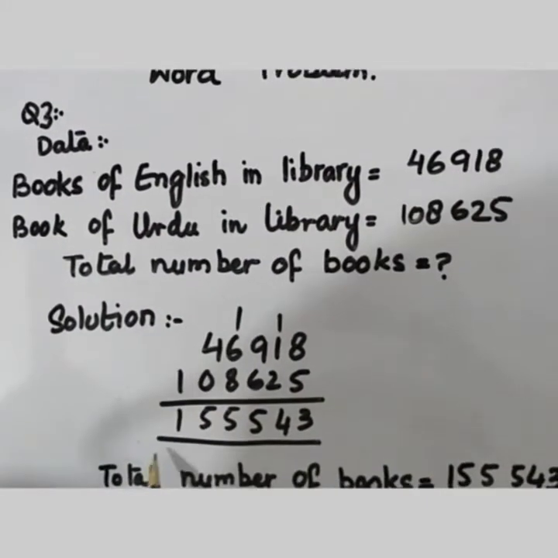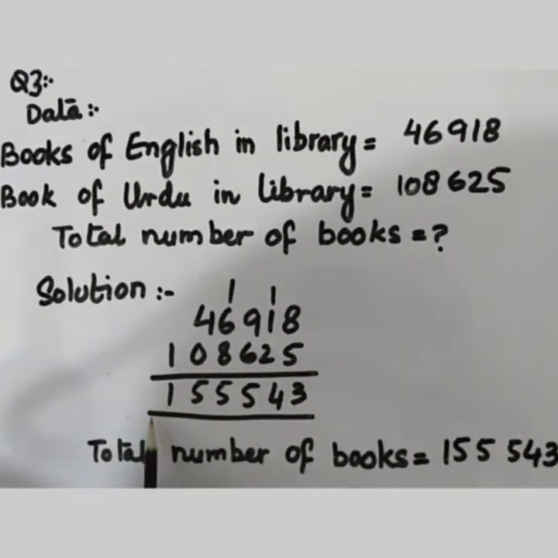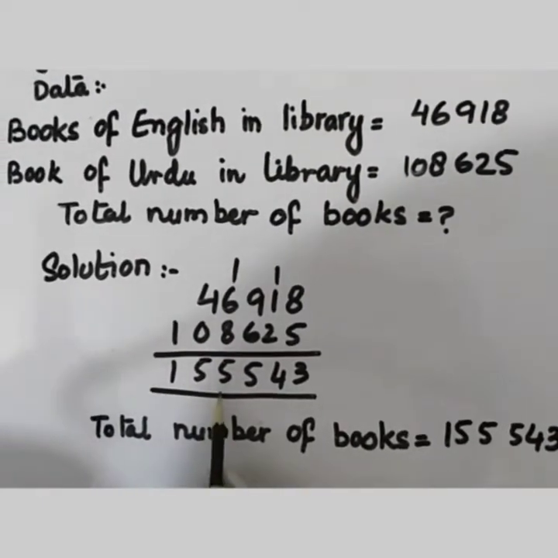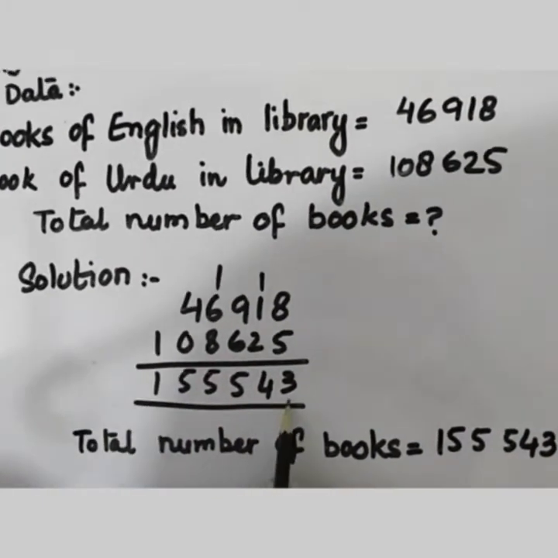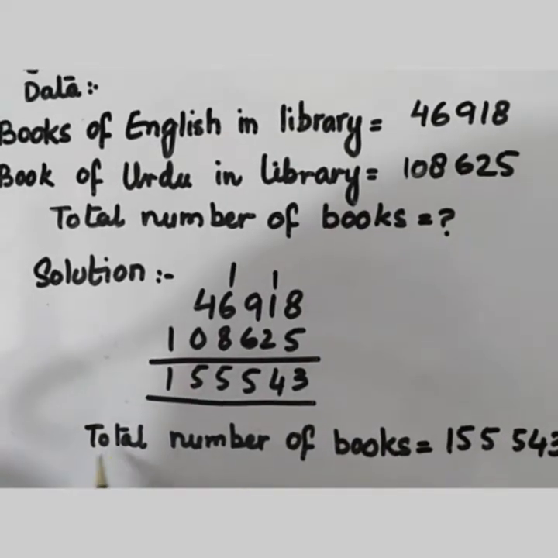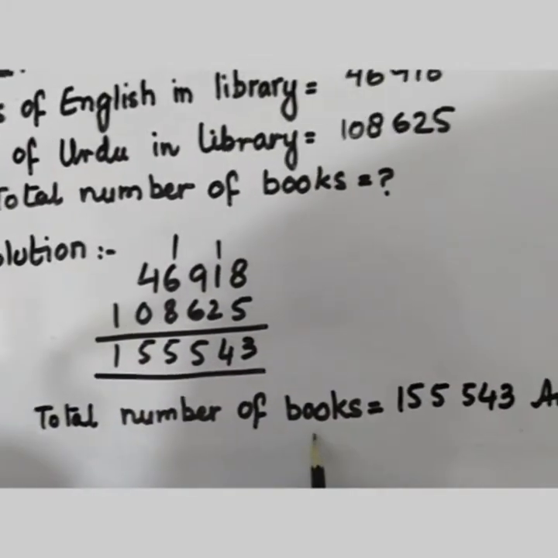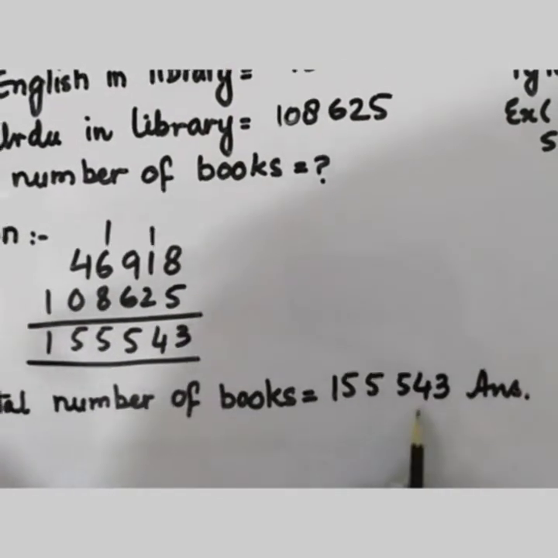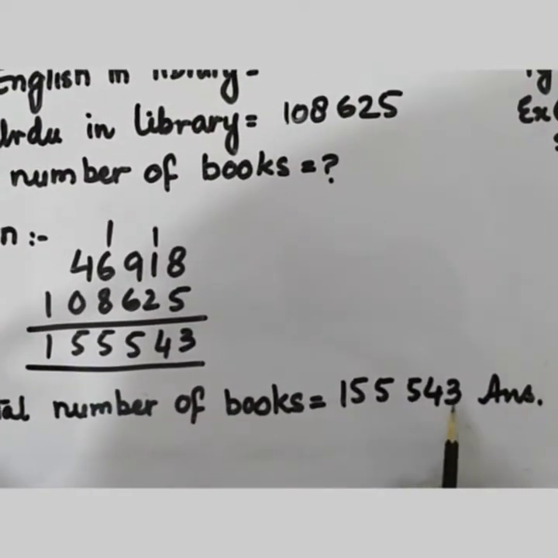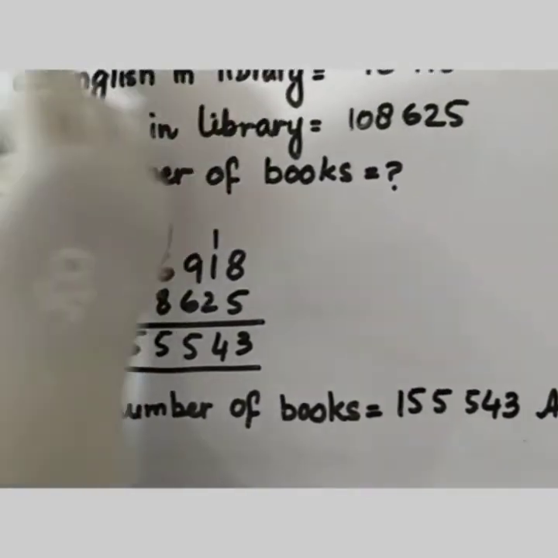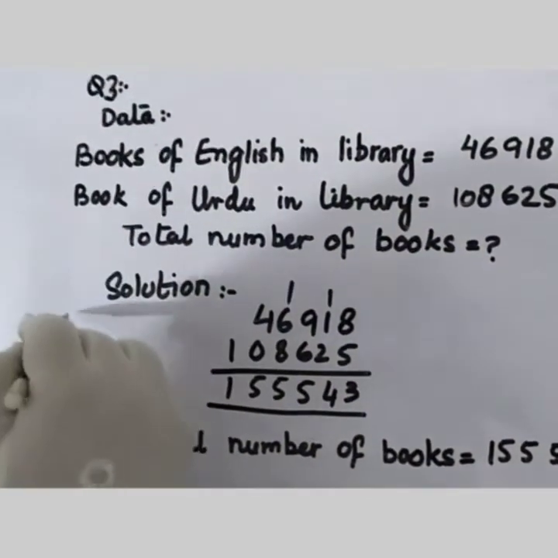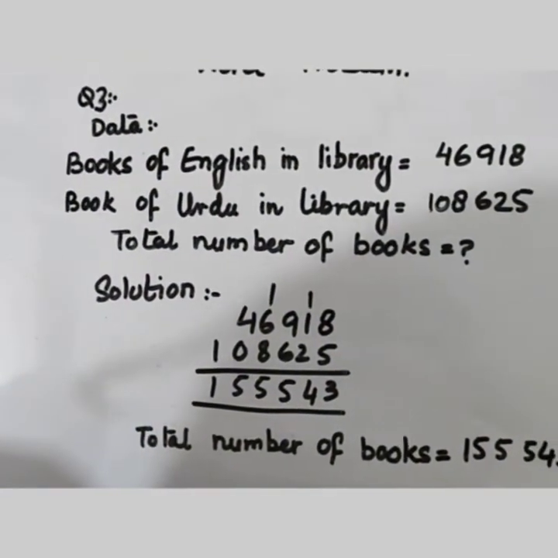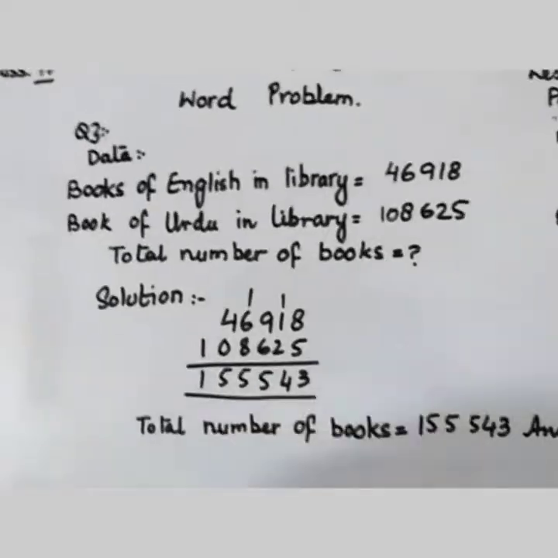By adding these two numbers, we got the answer, which is 155,543. Our answer is total number of books is equal to 155,543. In this way, first write question 3 from the book, data, solution, and then answer. All these things you have to write in your notebooks.